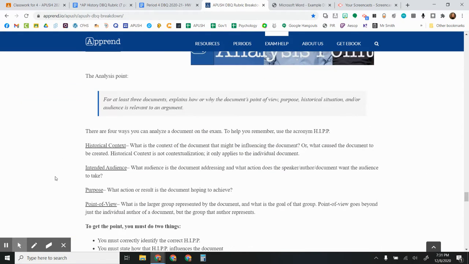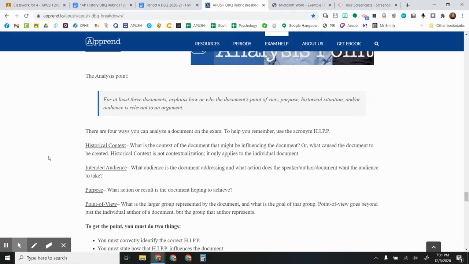Okay, so now looking at analysis, as I mentioned, your first point comes from using CAT POV for at least 3 documents. Historical context means, so you don't have to do all of them, you just have to do one of them per the 3 documents. And again, you might want to do 4 or even 5, just in case one of them doesn't quite reach the threshold.